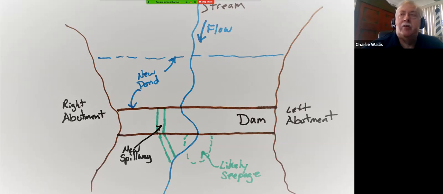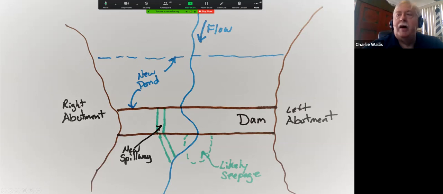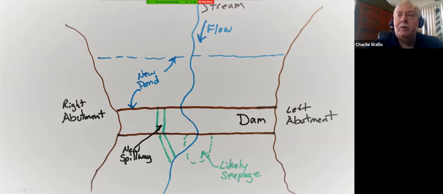Now here's the construction of a dam. You typically have a stream flow going through a valley, and you want to construct a dam across this valley. The first thing you would do is build this new spillway, and then you would redirect the flow to this new spillway, and then you can continue on with the construction of the dam.